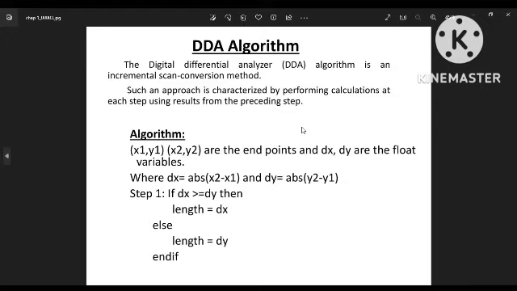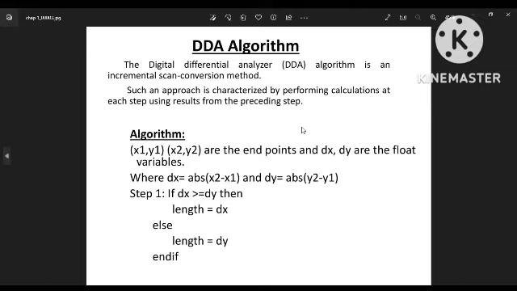Moreover, let's discuss the different steps involved in the DDA algorithm. The first step: to draw a line, you must indicate the two coordinates, x1, y1 and x2, y2. These are the two endpoints used to draw the line.